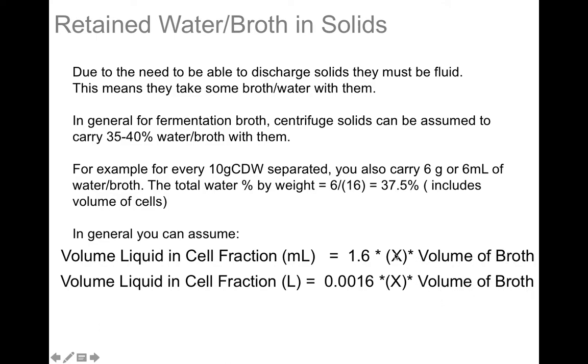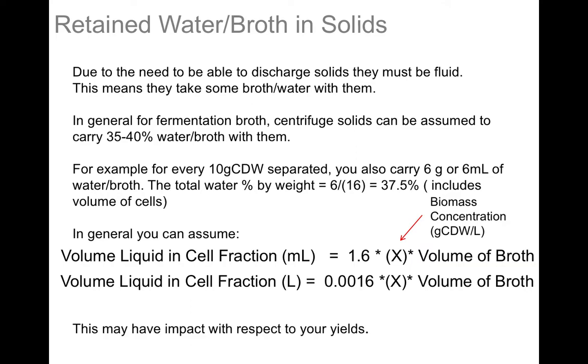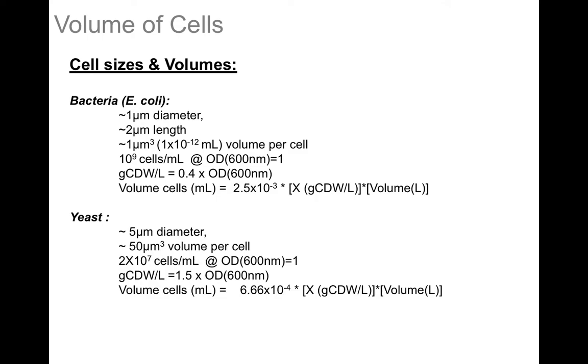So the volume of the broth times the biomass concentration gives you the absolute biomass in grams. Right? And then we're basically doing this calculation to be able to get the liquid that goes with that biomass. This may have an impact with respect to your yields. So for example, if your product is in the broth, some of that product is going to be separated with the cells and be lost unless you do washing, which we can talk about a little bit later.